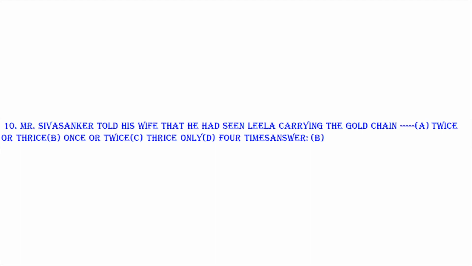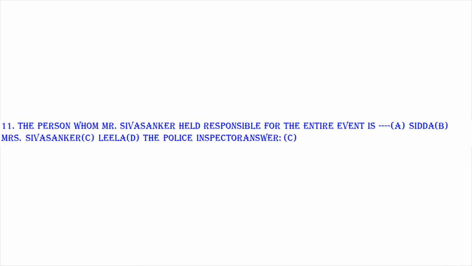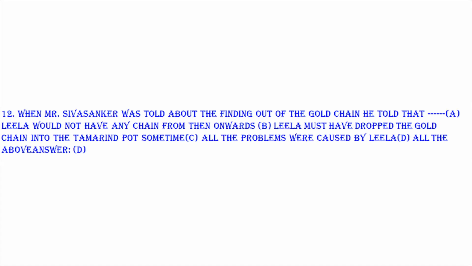Answer, B. 15. The inspector was furious with Mr. Shivasankar because A. Mr. Shivasankar insulted him, B. Mr. Shivasankar's accusation against Siddha was baseless, C. Mr. Shivasankar did not consult him before employing Siddha, D. None of the above. Answer, C. 16. From the account given by Mr. Shivasankar about Siddha, Mr. Shivasankar was able to identify him, A. after a while, B. after a long while, C. without any conviction, D. in a moment.